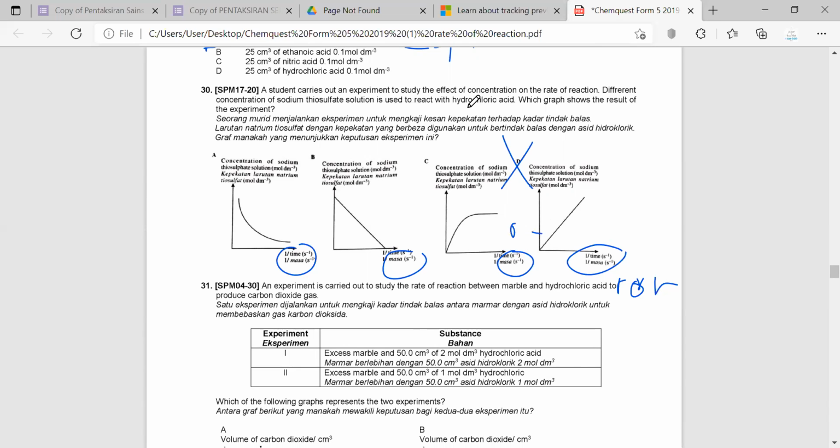In case some of you don't know what the teacher is doing, I'll do it with you. Let's say my concentration is 0.2, 0.4, 0.6. When my concentration is increasing, my rate of reaction also seems to be increasing. That's why I can draw a straight line graph here.